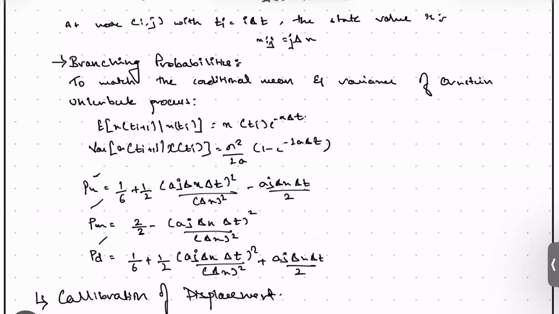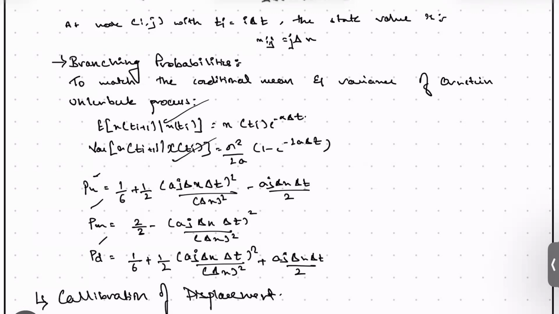For the Ornstein-Uhlenbeck process, the conditional mean and variance are: the expectation of x of t i plus 1 given x of t i is equal to x of t i times e to the power of minus a delta t, and the variance of x of t i plus 1 given x of t i is equal to sigma squared by 2a times 1 minus e to the power of minus 2 a delta t. The probabilities are derived by solving the system of equations to match these moments.